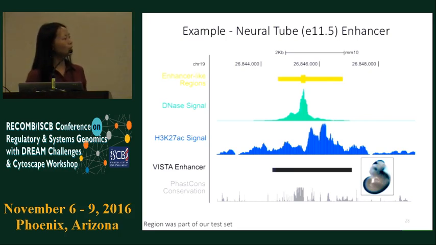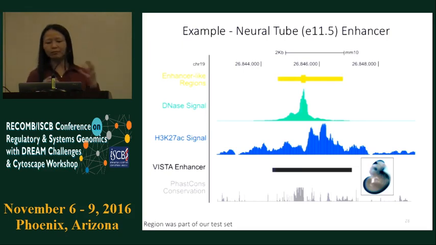So here is one example on a neural tube enhancer. You can see this region was part of our test set, so training and test set. And you can see the region that we can predict from the K27Ac and the DNase corresponds to this yellow region, which agrees really well with a known VISTA enhancer that is active in neural tube.